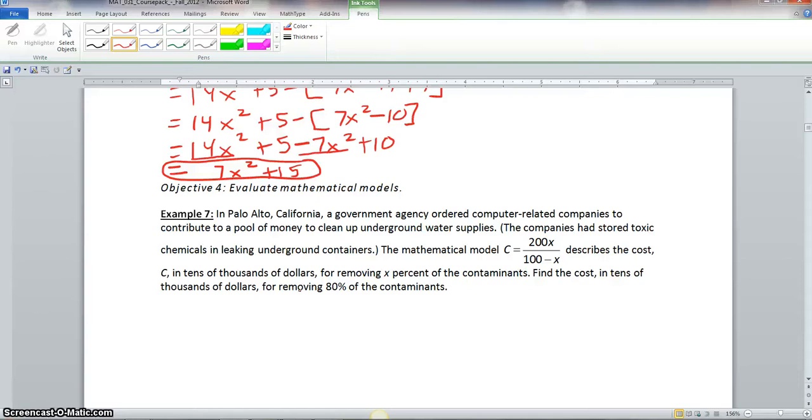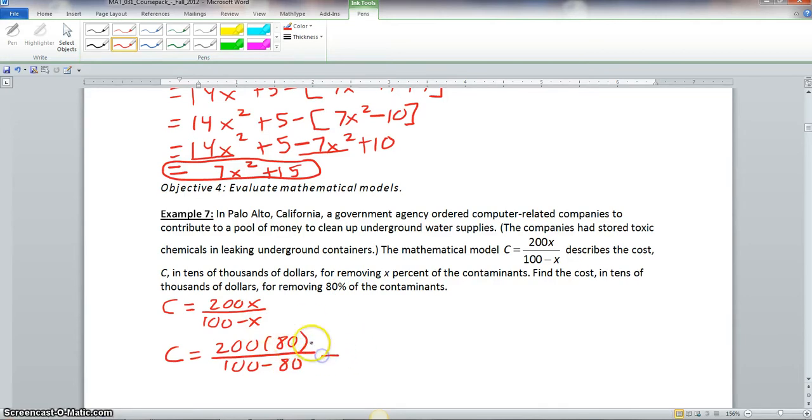Okay, so this is what we would do. We would take this formula, C is equal to 200x divided by 100 minus x. Now x is the percent. So what we would do is this here. Since we have 80%, it would be 200 times 80 divided by 100 minus 80. Remember, this x automatically represents percent. That's why we do not write the percent sign after 80.